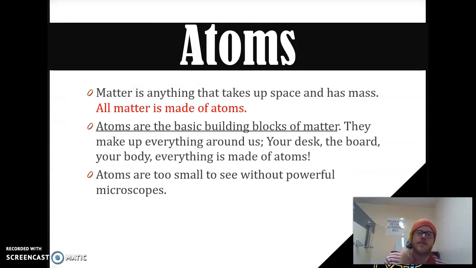Matter is anything that takes up space and has mass, right? So all matter is made of atoms. And we said that matter is just stuff, right? So anything that is stuff is atoms, okay? Atoms are the basic building block of matter. They make up everything around us. Your desk, the board, your body, everything is made of atoms. Atoms are too small to see without powerful microscopes.